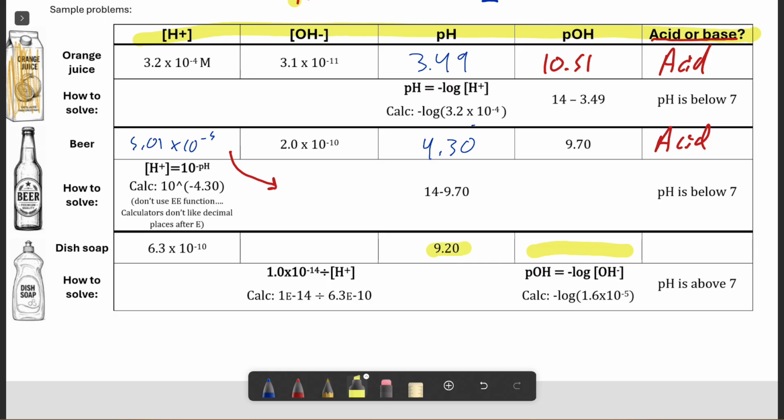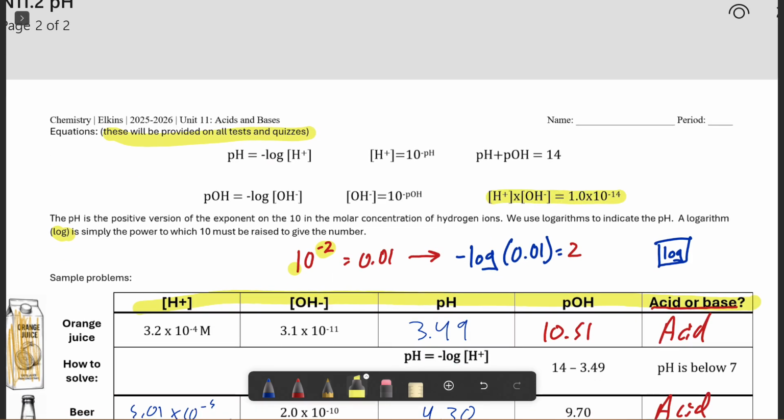I could do that. Or if I wanted to do it a little more complicated, I'll just show you maybe the more complex way here as well, so that you know how to do this. Note that up here, I've got this equation: the concentration of hydrogen ions times the concentration of hydroxide ions is equal to 1.0 times 10 to the negative 14th. That means I can do a little bit of algebra. So if I want to find out what hydroxide is, I could divide both sides by the concentration of H plus.